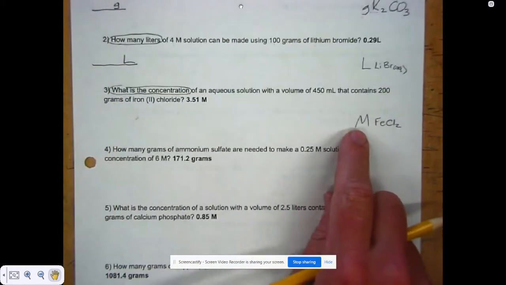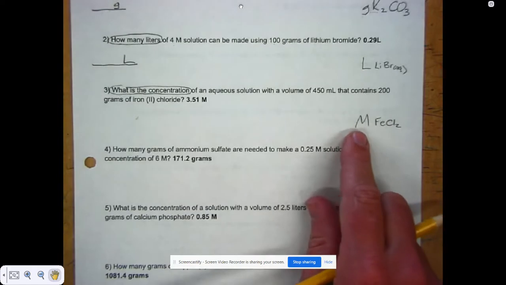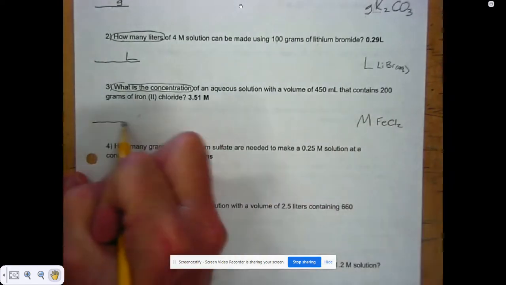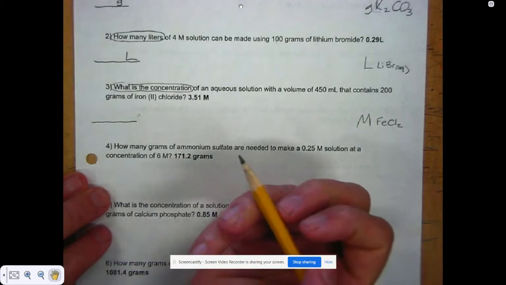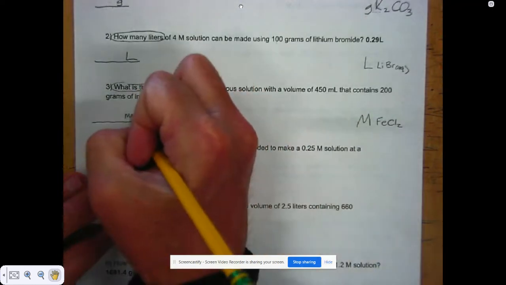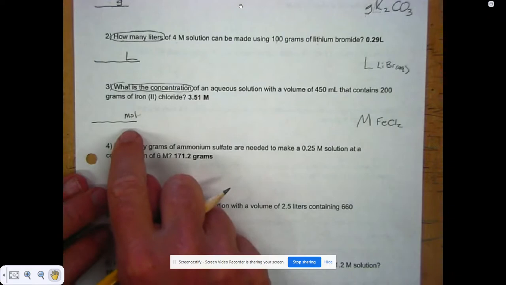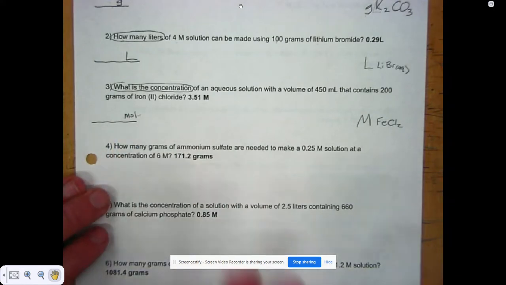That one says molarity, but what's that mean, molarity? Moles per liter. That's right. So what do we want in the numerator if we're talking about moles per liter? We want moles in the numerator. We also want liters in the denominator, but we're going to do that in another step. Okay, let's just start with that.